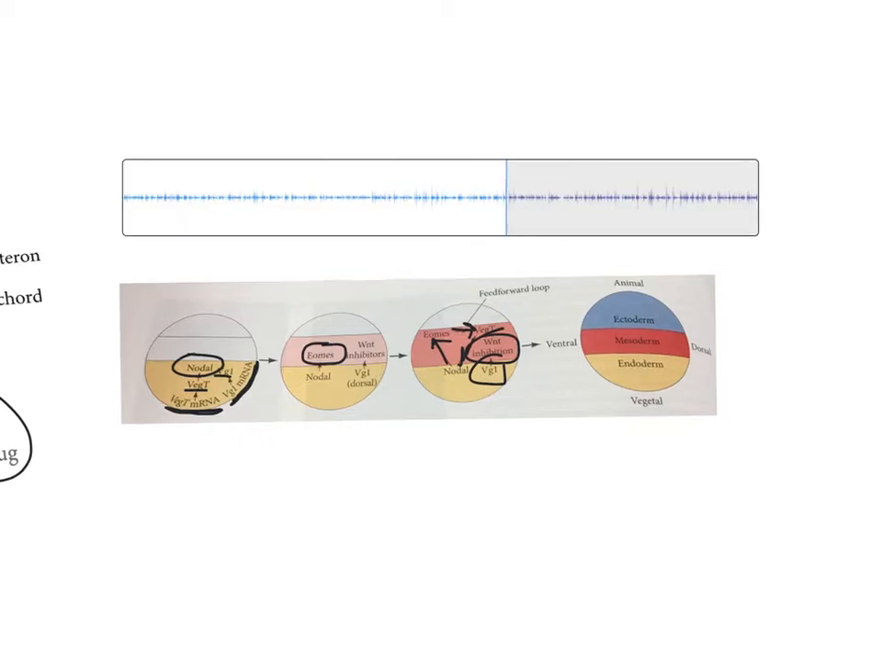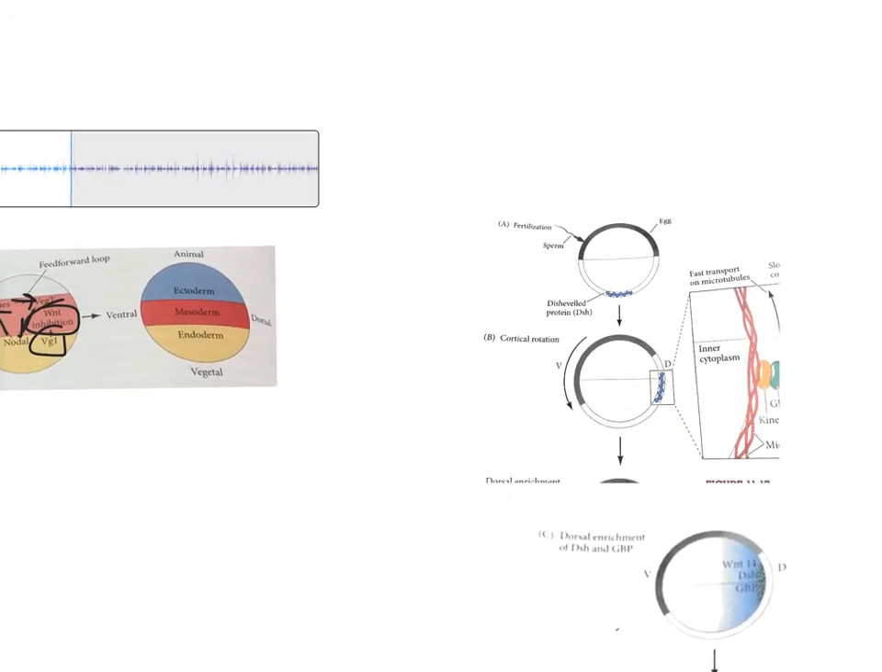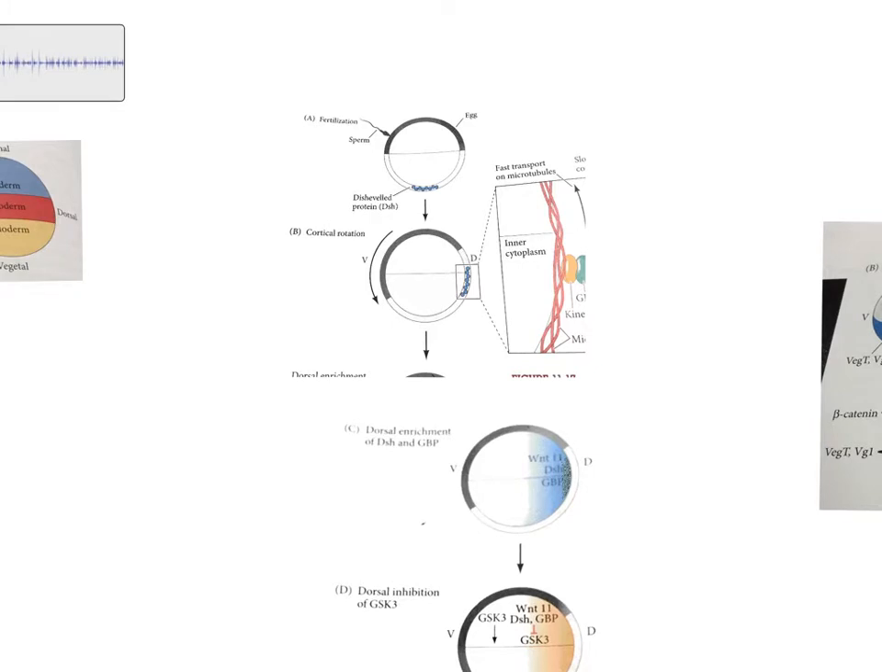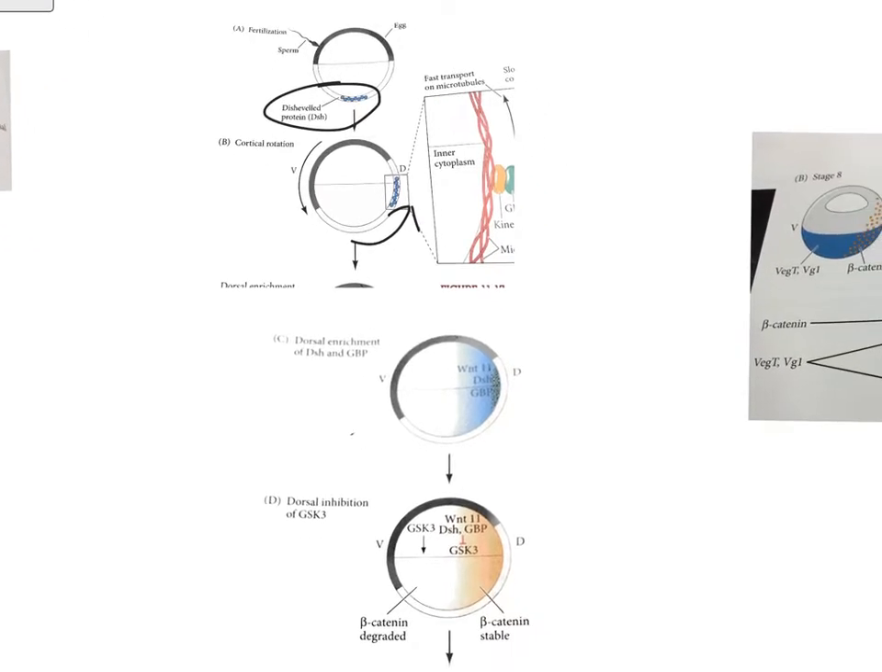Another thing to set up is the beta-catenin gradient. Before fertilization on the vegetal pole, there is a lot of stored Disheveled protein. When cortical rotation occurs, this area of protein migrates to the dorsal side. The Disheveled is released along with other paracrine factors like Wnt11 and GBP.